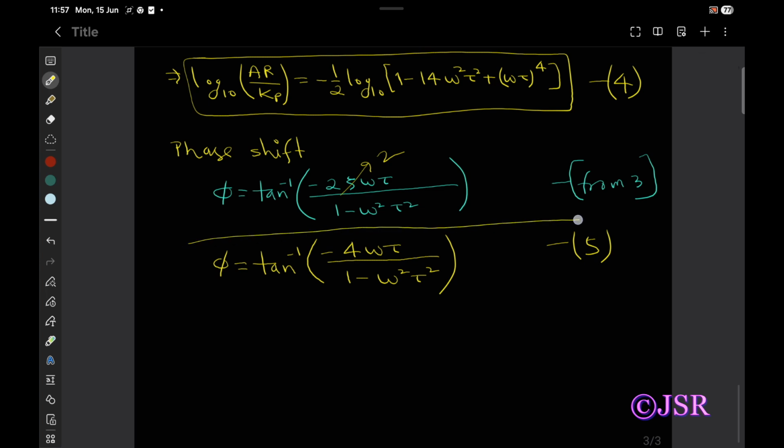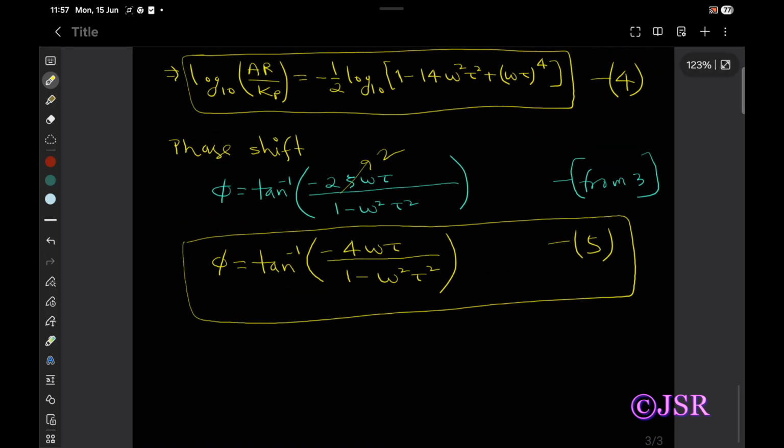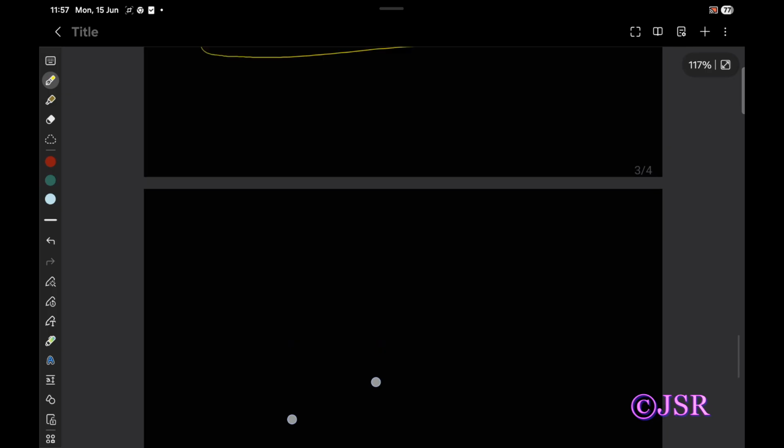So using equation number 4 and 5 with zeta value equal to 2, we can plot the Bode diagram for the second order system when zeta equal to 2. So now let's plot the Bode plot for second order system.